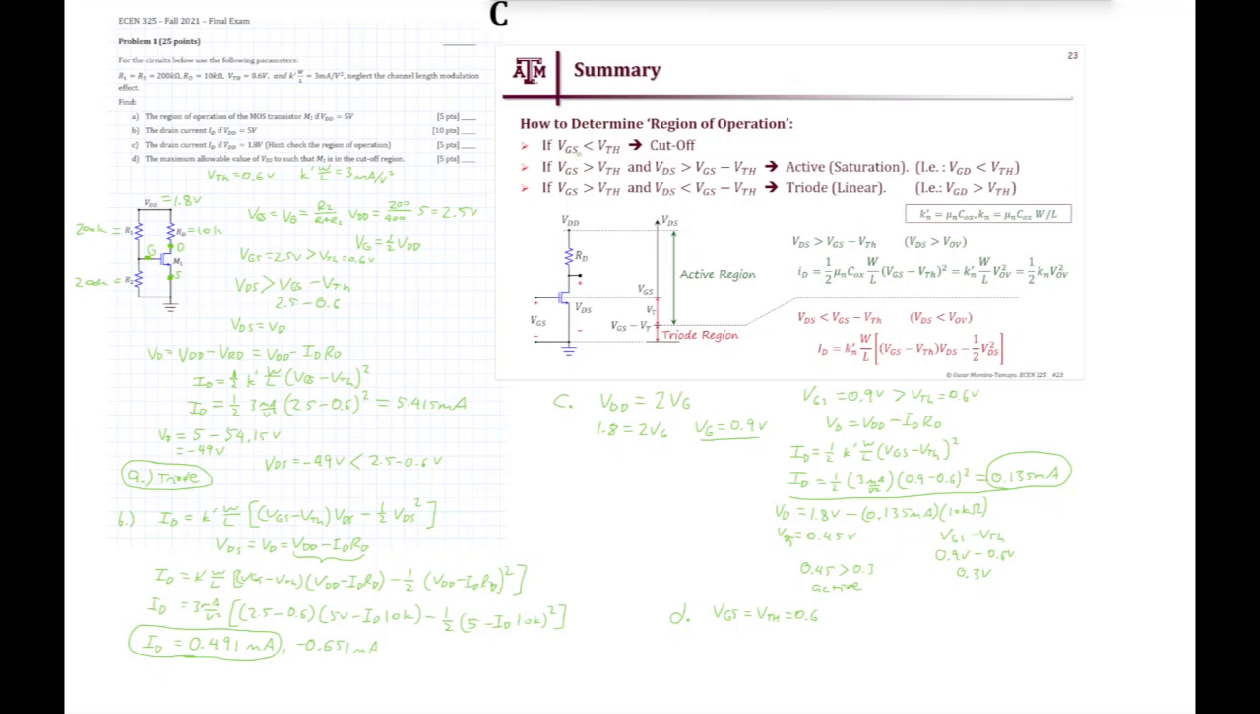Now remember, we were trying to find VDD, and the relationship between VDD and VGS is shown right here, which is VDD is 2 times VGS. And so our VDD value is going to be equal to 2 times VGS, which is equal to 1.2 volts. And this concludes part D of our problem and problem 1 of the fall 2021 final exam.